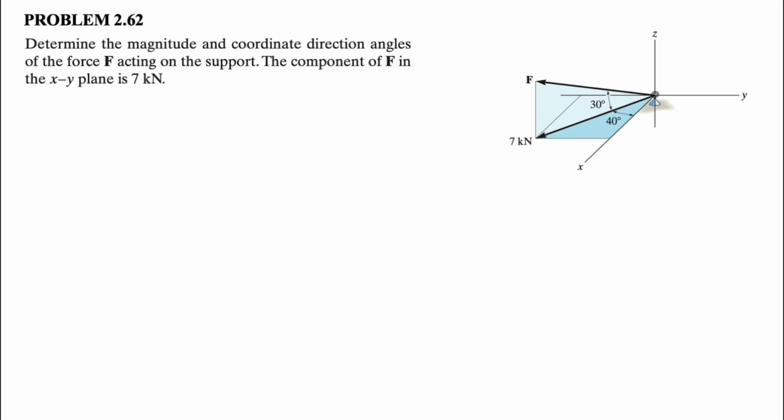We're going to be solving question 62 from the second chapter of the Hibbeler textbook. In this one, we need to determine the magnitude and coordinate direction angles of the force F. By magnitude, we need to find the magnitude of F. And by coordinate direction angles, we are referring to the unit vector of F.